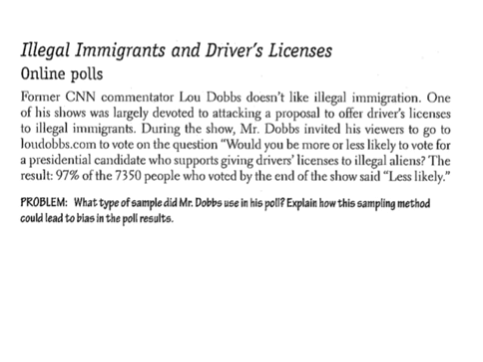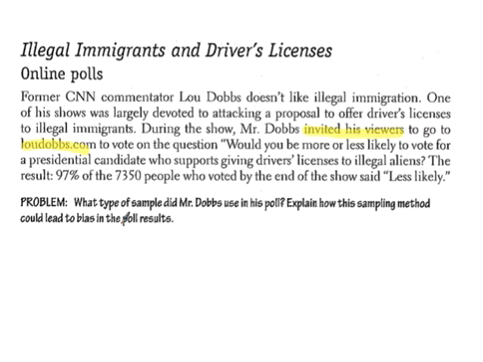So the problem is, what type of sample did Mr. Dobbs use in his poll, and explain how this sampling method could lead to bias in the poll results. If you think about the way he had people answer the question, he invited his viewers to go to his website. When he invites his viewers to go to his website, there are going to be people watching the show that for sure go to his website and people that for sure do not go to his website. And so the type of sampling that he used would be a voluntary response sample. These are people that are volunteering their response.